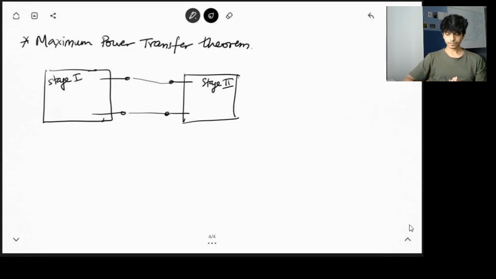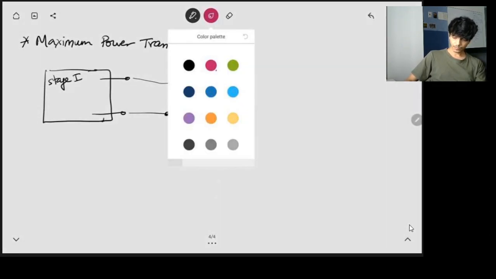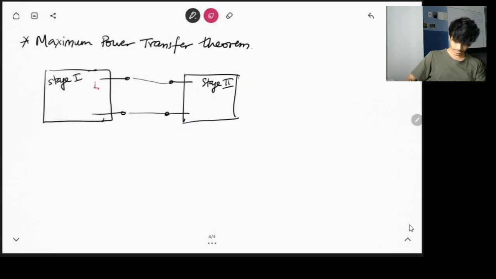So now, of course, every stage will have some effective resistance. So this has some effective resistance over here, which let's call it the output resistance of stage 1. And similarly, this stage 2 will also have some effective resistance between these terminals. Let us call this the input terminal of stage 2.